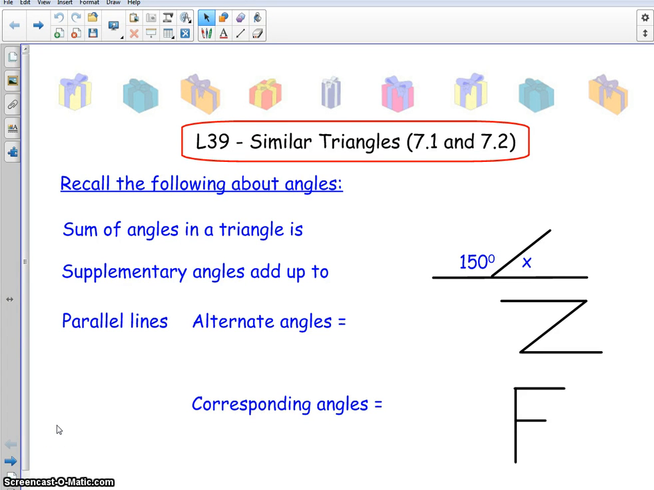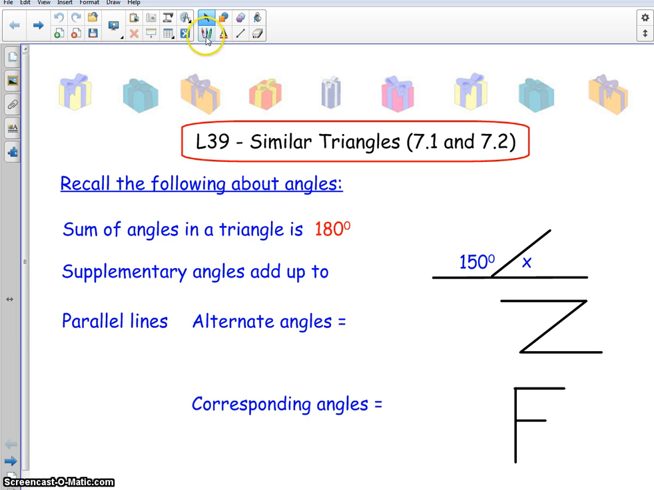Okay, so switching gears from our last unit here, we're going to start looking at triangles. Before we get too far into it, there's a few things you need to try and remember from previous years. So first thing you may remember, the angles in a triangle, all three of them have to add up to 180 degrees. That's for any triangle.